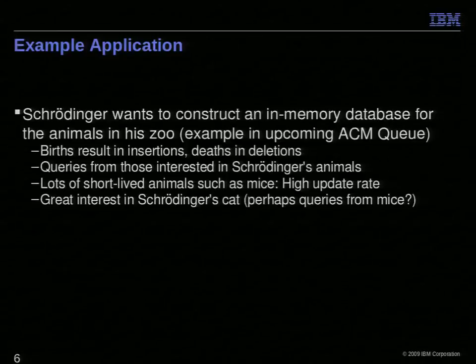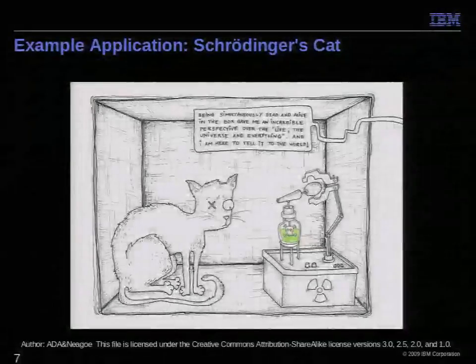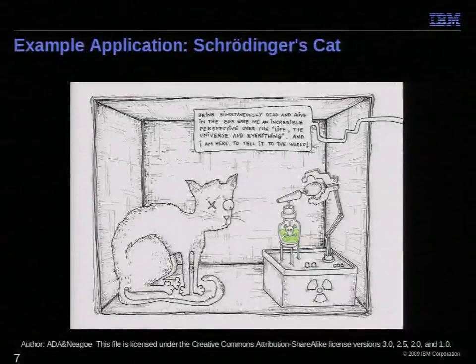And in addition, there's just an amazing amount of interest in the health and welfare of his cat. And he thinks maybe it's because all the mice are interested in acquiring it. But of course, we know that there's some perhaps other interest in Schrödinger's cat from the physicists around. It's probably kind of hard to see there. It says, being simultaneously dead and alive in the box gave me an incredible perspective over life, the universe, and everything, and I'm here to tell it to the world. So there's a lot of queries that come in for his cat, and the in-memory database has to handle this.